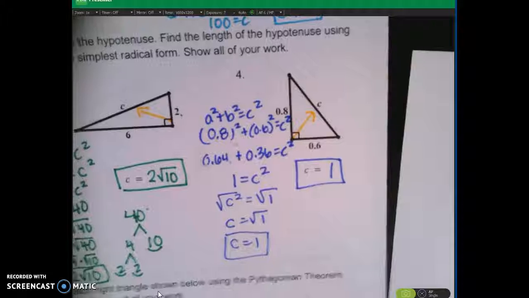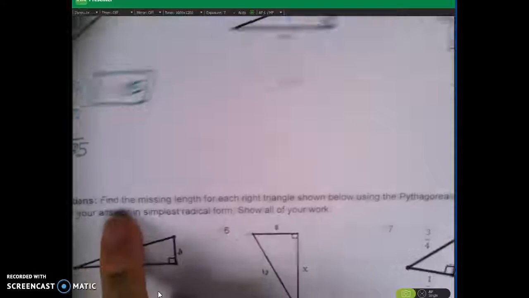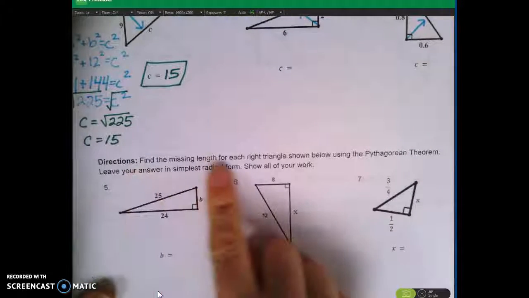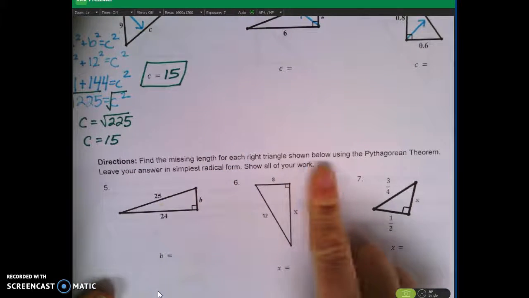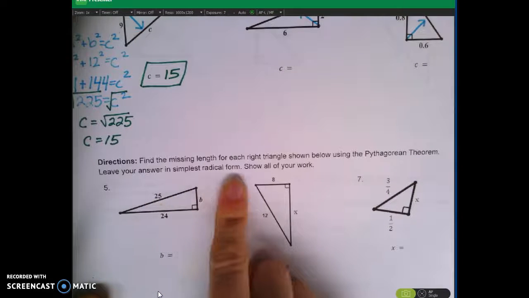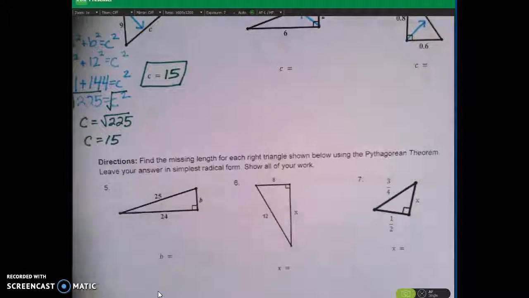Start reading the directions for 5, 6, and 7 as I read them to you. Please track using your pen, finger, eyeballs, something on your paper as I read the directions to you. Find the missing length for each right triangle shown below using the Pythagorean theorem. Leave your answer in simplest radical form. Show all your work.